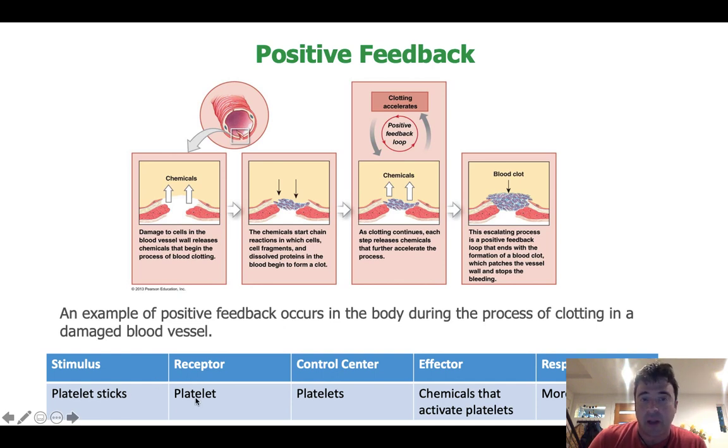Now the receptors on the platelet are what allow it to stick, and the platelet makes a decision about what it's going to do. So it also functions as a control center, and it releases chemicals that activate other platelets. In other words, it releases chemicals that cause other platelets to be more sticky, and what that causes is more platelets to stick. So the stimulus in this positive feedback pathway is platelets sticking. The response is even more platelets sticking. So the response reinforces the stimulus, and those platelets will continue to stick until a blood clot has been formed or until you die. One or the other. You use positive feedback when you absolutely positively have to get things done.